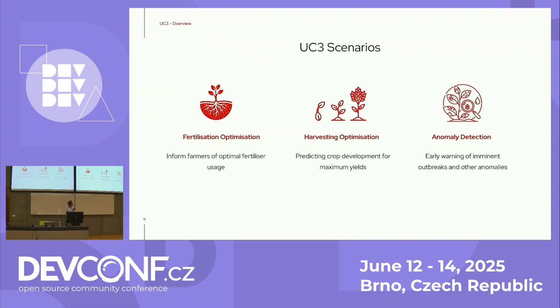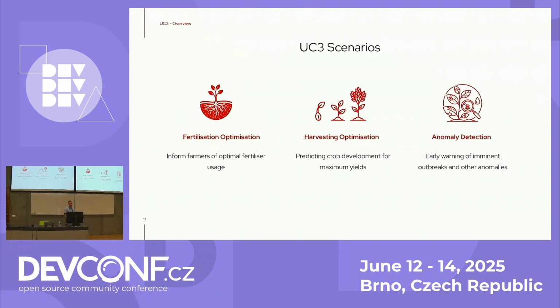First of all, we want to be able to optimize the fertilization of farmers' fields. So we need to be able to inform farmers of the optimal fertilizer usage. And this is not just uniform across a whole field. We'll be able to tell the farmer how much fertilizer to use in specific zones in the field.